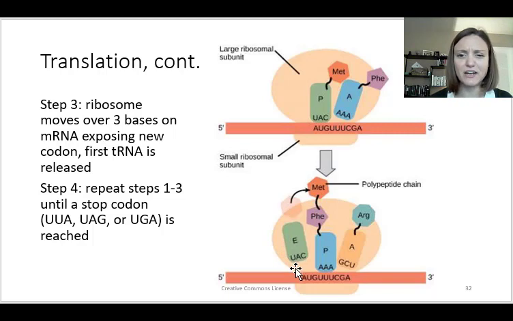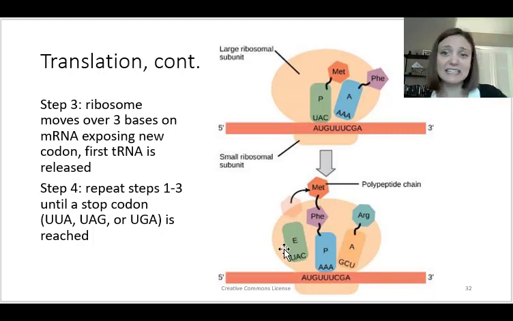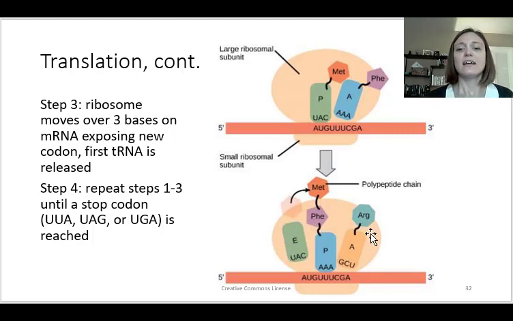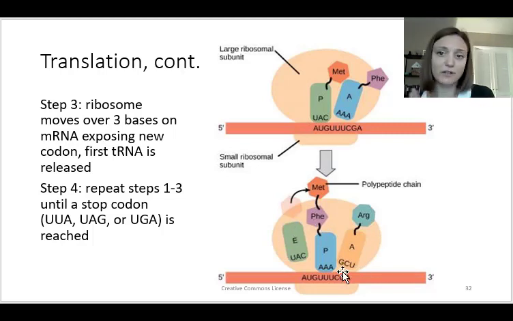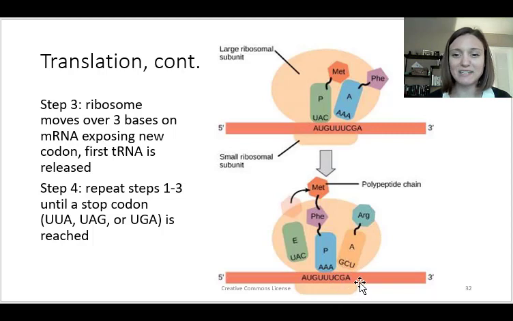This original tRNA that was carrying methionine, it exits, it leaves, it's going to go get charged up with another methionine. Then once it moves over one codon, it exposes the next codon right here. Okay, so the CGA codon, it's going to match up with the anticodon GCU. And this tRNA, it's carrying that anticodon GCU, is carrying the arginine amino acid.